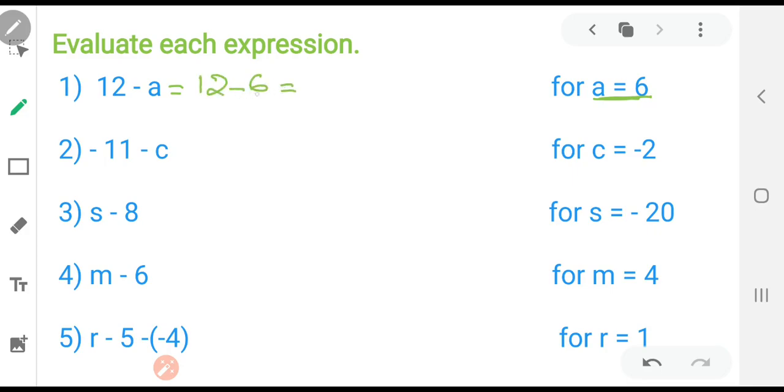So I have different signs over here. I will subtract. 12 minus 6 is a 6. What's the sign of the greater number? That's 12. It's a plus, so plus 6.